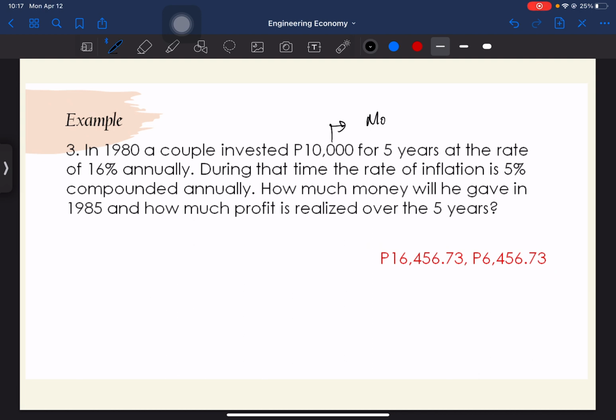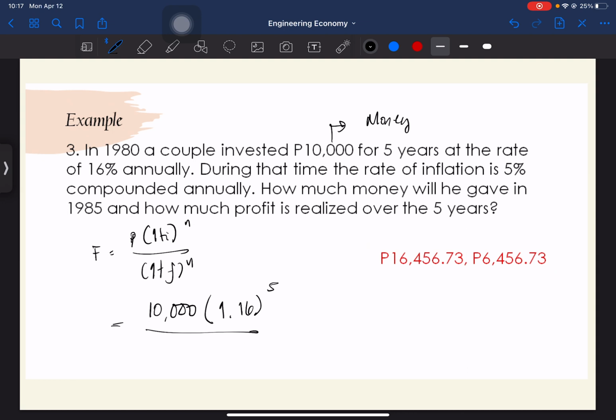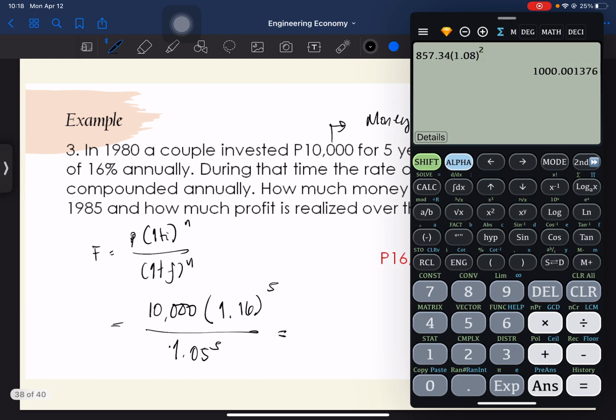Yung pinag-uusapan is pera, money, purchasing power. So, we know that interest rates, because of their investment, patataasin nyo na interest rate, but kakainin yan ng inflation. Correct? So, you simply use the formula, 10,000, interest rate is 16%. That happened for 5 years, 1980 to 1985. Pero kakainin niya ng inflation na 5%. Okay, so yun na.